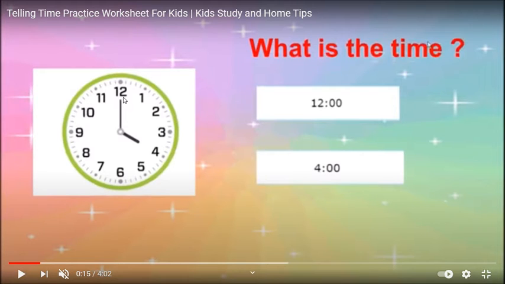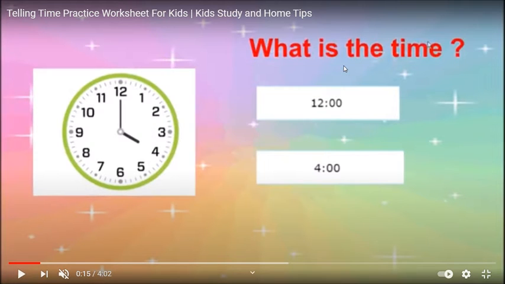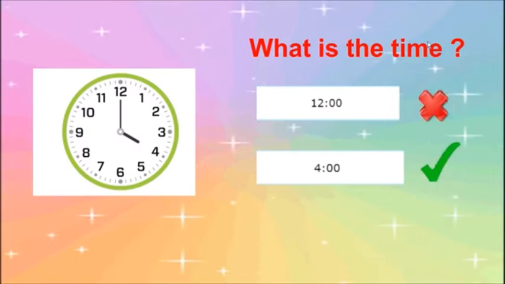Whenever the hour hand is on 4 or 5, and the big hand, the minute hand, is on the 12, the time is an exact hour. Now you can see this is 4 o'clock. If the small hand comes on 5, it is called 5 o'clock. So what is the answer here? 4 o'clock or 12 o'clock? Yes, 4 o'clock.